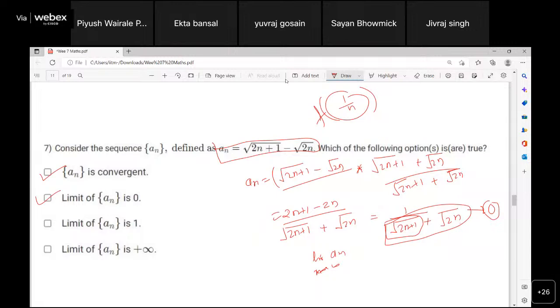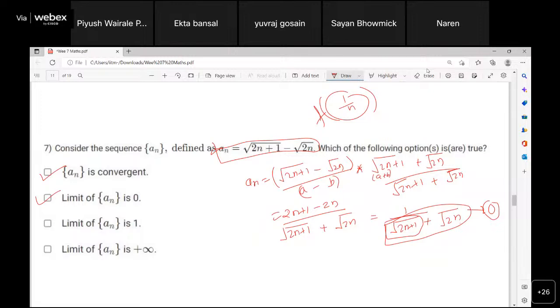That's why I said earlier, just try to make it in the 1 by n form. Such type of question you can see. Sir, in this last step, how did it become 1 by root of 2n plus 1 plus root of 2n? Where did the 2n plus 1 minus 2n go? Okay, we multiplied and divided by the conjugate. We have the formula a minus b times a plus b, right? Okay, I got it, sir. Thank you.